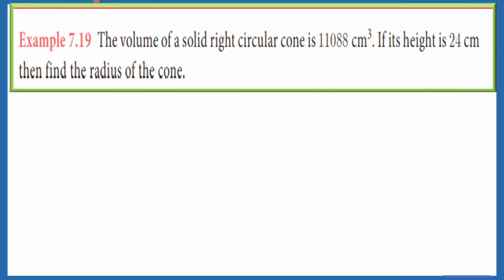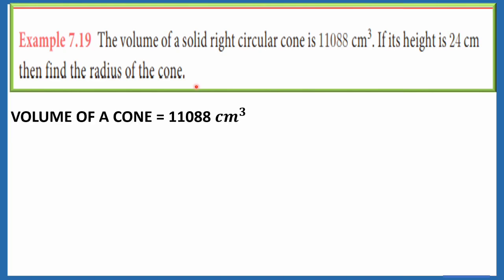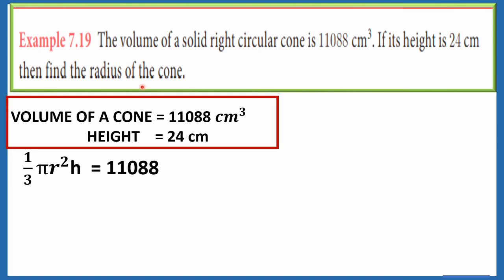Example 7.19. The volume of a solid right circular cone is 11,088 cm cube. If its height is 24 cm, find the radius of the cone. What is given? Volume of a cone is given and height 24 cm is given. We have to find the radius of the cone. We know volume of the cone equals 1 by 3 pi r square h. So 1 by 3 pi r square h equals 11,088.